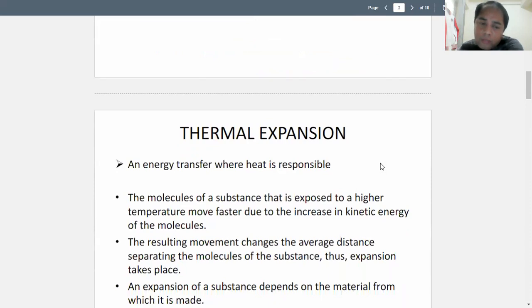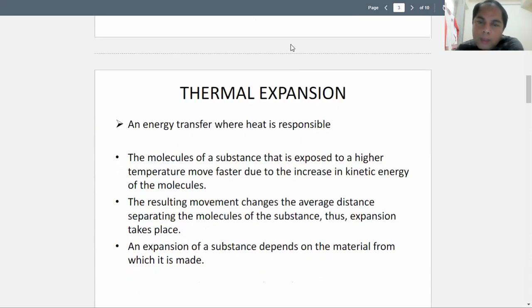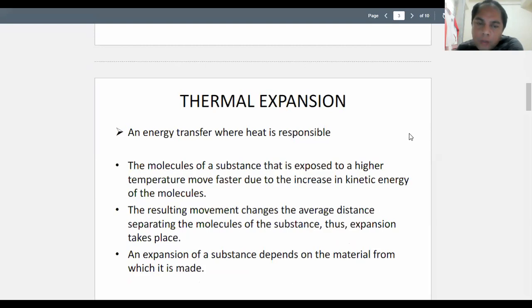Now, some effects of heat, guys. When heat is introduced to a material, materials will either expand or they will contract. So a metal, for example, if you put the metal in the fire, you will notice that that metal will eventually elongate or expand in all directions. So a metal rod, for instance, will become a little bit longer.